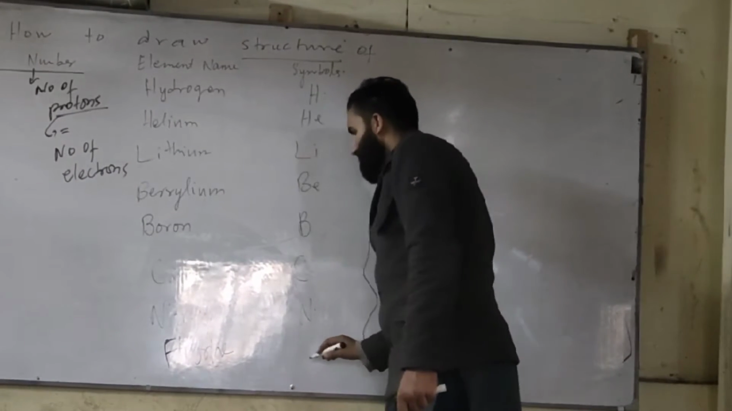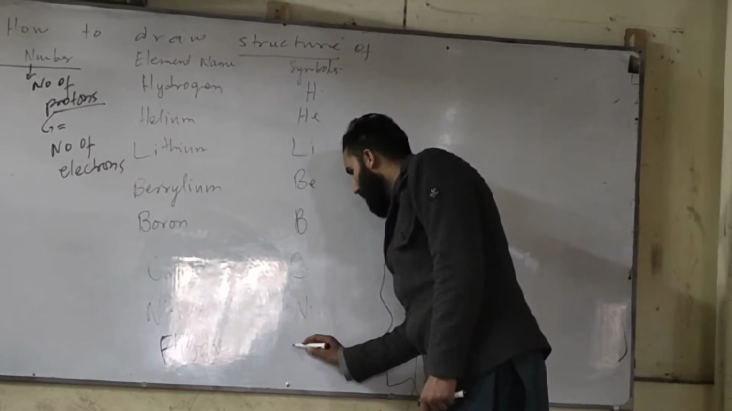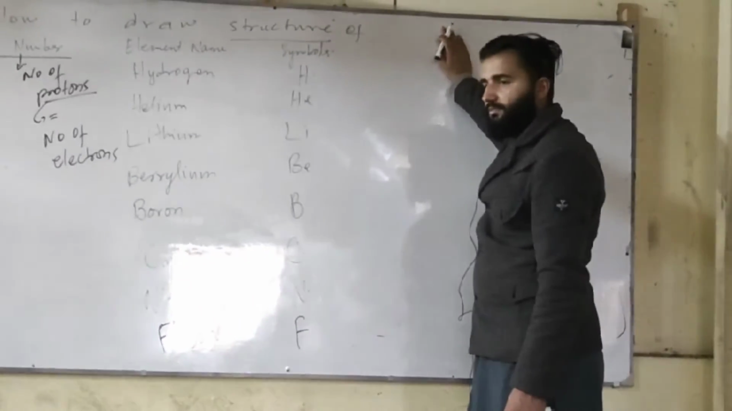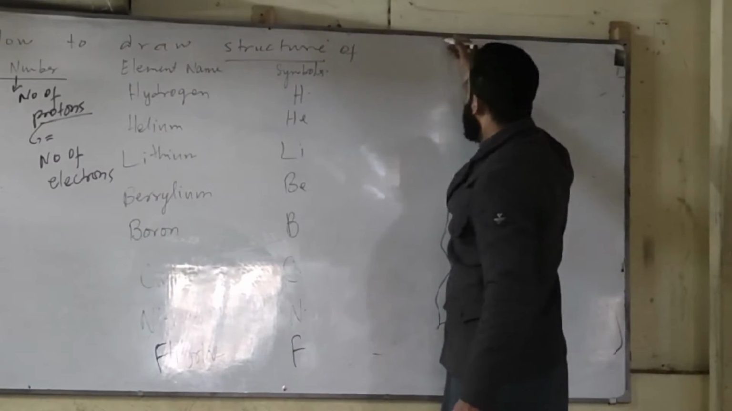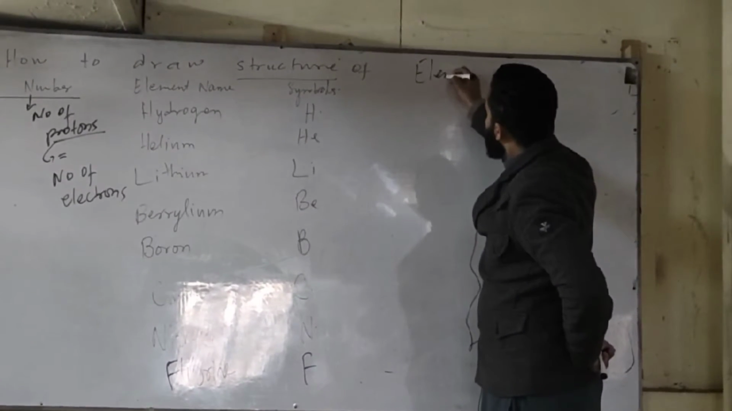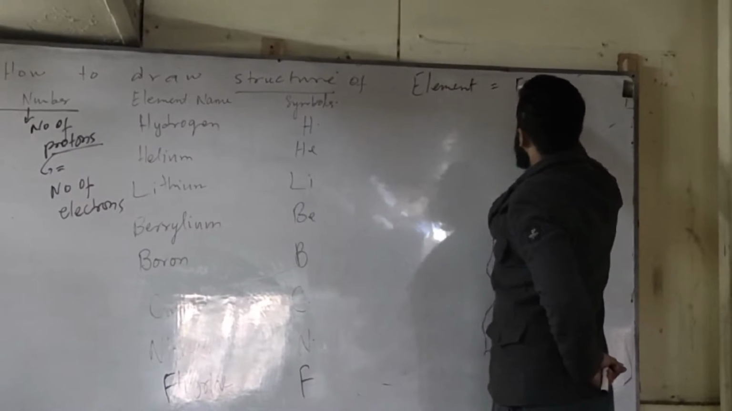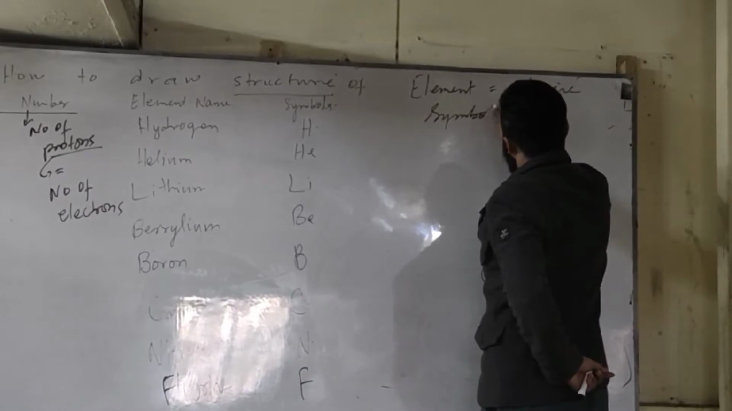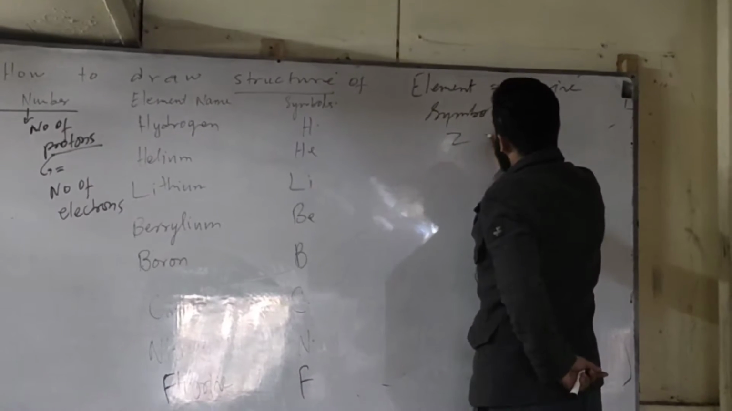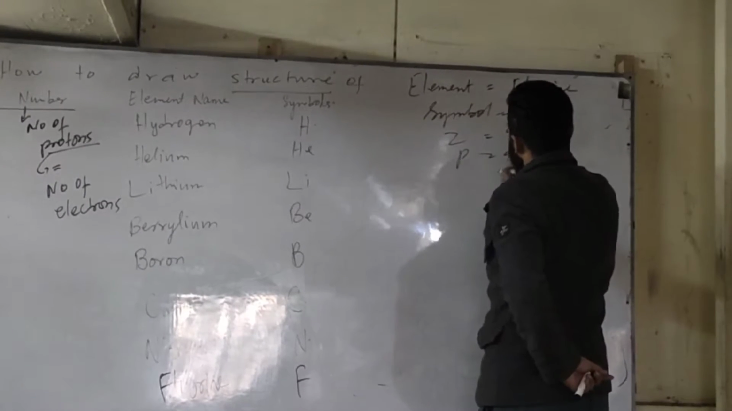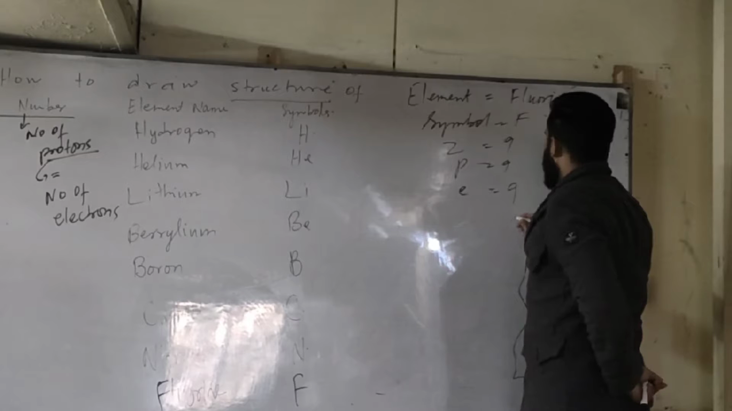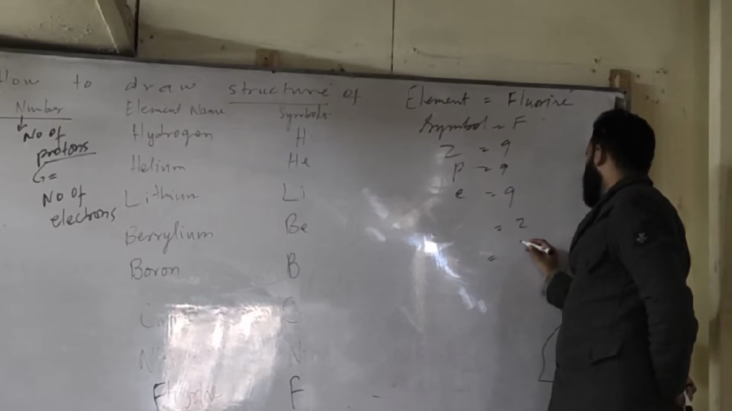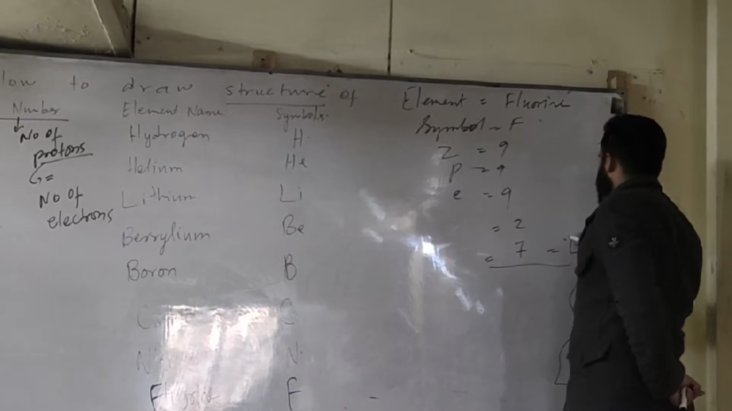Fluorine. And the symbol is F. Okay, so you have to know the element name, fluorine, symbol F, atomic number 9. That means 9 protons and 9 electrons. 2 will be filled in the first shell and the remaining 7 will be filled in the second shell.